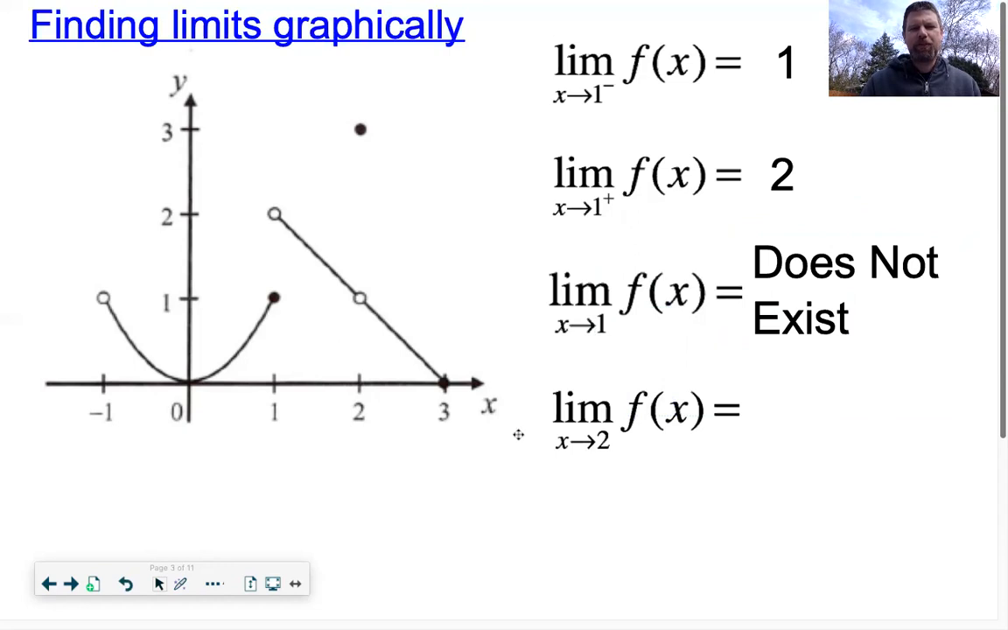Very final one for limits graphically is the limit as x approaches 2 of f of x. Well, 2 is right here. So as I approach this spot from the right-hand side, I get closer and closer to that hole, which is at 1. From the left-hand side, I get closer and closer to that same hole, which is still at 1. So the limit as x approaches 2 of f of x is equal to 1. Some of you always note that at 2, exactly, my value is actually 3, but limits don't really care what happens at that value. Limits care about what you're approaching as you get closer and closer to that 2.